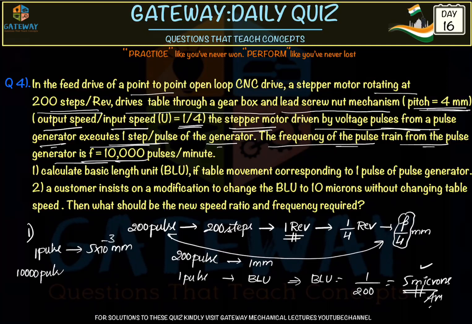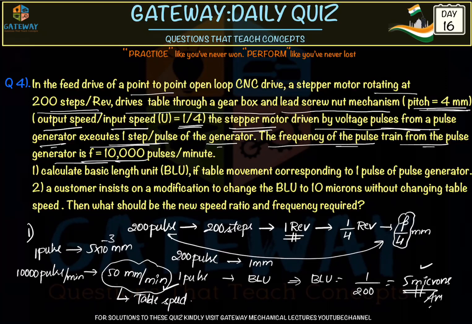Then for 10,000 pulses per minute, what linear distance will it make per minute? It is nothing but 50 mm per minute. It will make 50 mm per minute, and this is called the table speed. Okay, this is called the table speed, and it is said that keeping this table speed constant, a customer needs some other specifications. So we'll solve the question further.